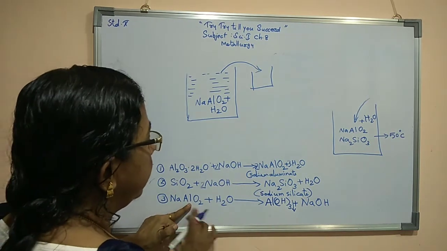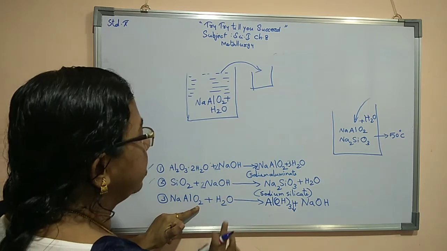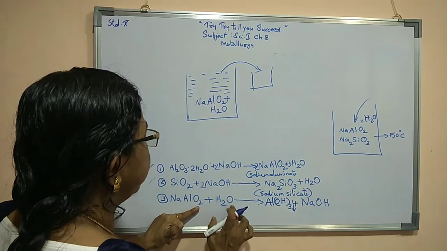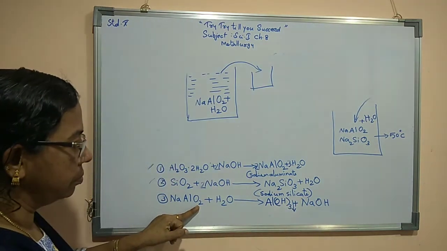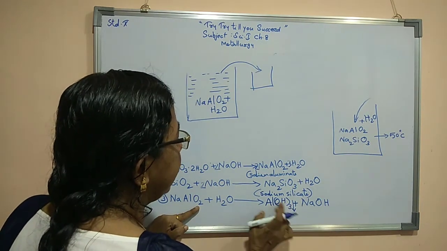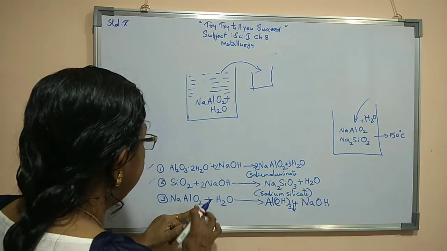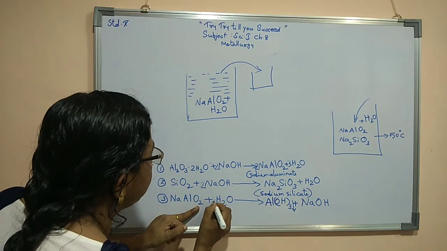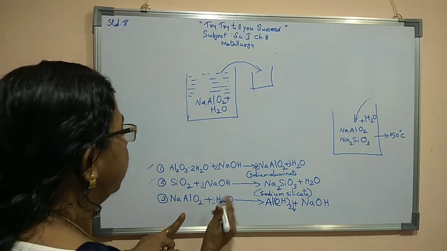Now here sodium 1, here sodium 1. Aluminium 1, aluminium 1. Hydrogen here 2, 2 plus 1, 3. Oxygen here 2, 2 plus 1, 3. Here oxygen 3, 3 plus 1, 4 is there. This side 4 oxygen, 3 inside the bracket, so 3 oxygen plus 1 oxygen, 4 oxygen. Here 2 is there, here only 1 is there. So where 1 is there, I am putting 2. Now we will see oxygen's number: 2, 2 plus 2.